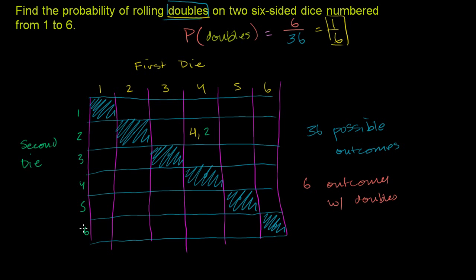So that's another way of reasoning that you have a 1/6 chance. The first die does anything it wants, but there's only a 1 in 6 chance that the second die is going to have the same thing as the first die. Either way, you get to the same 1/6 answer.